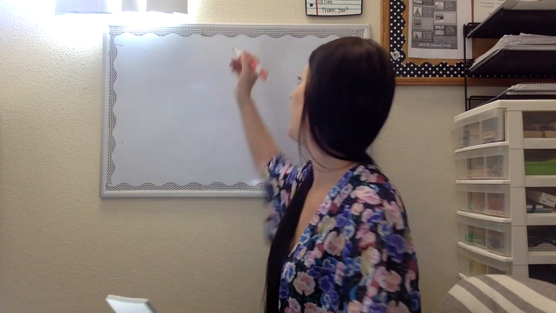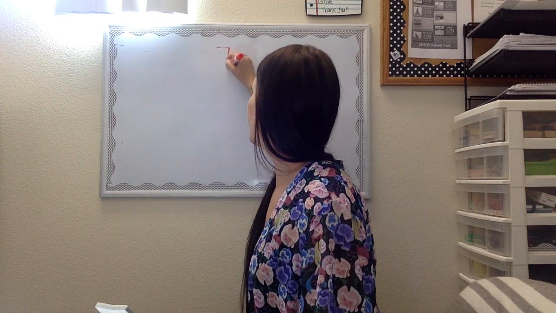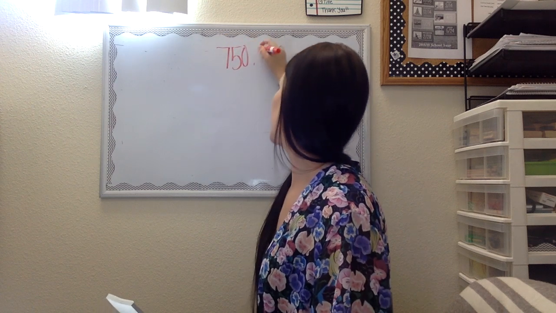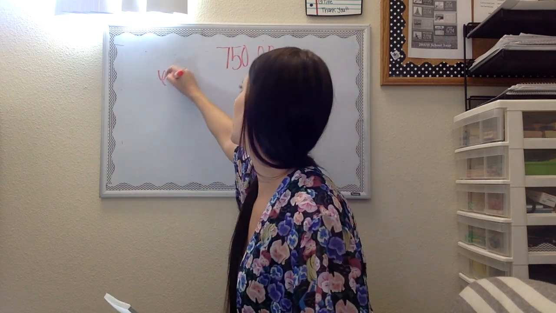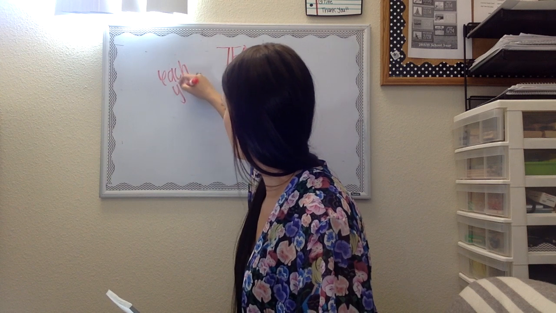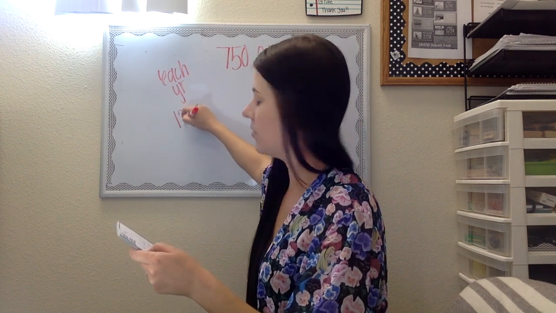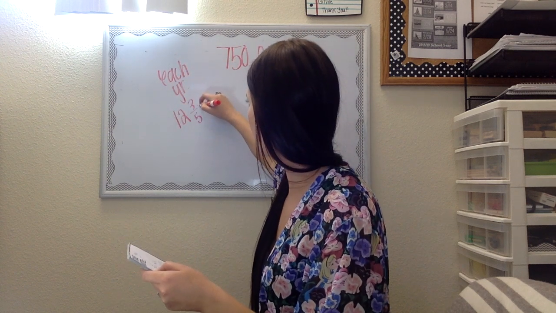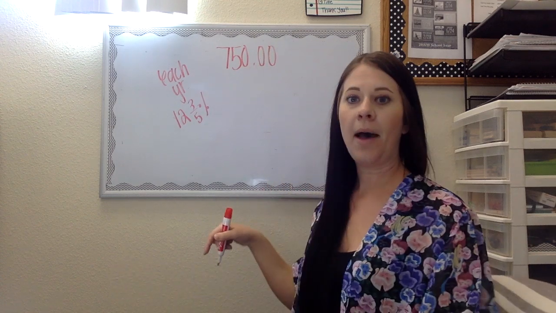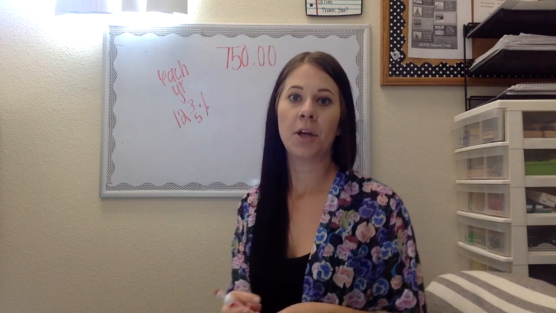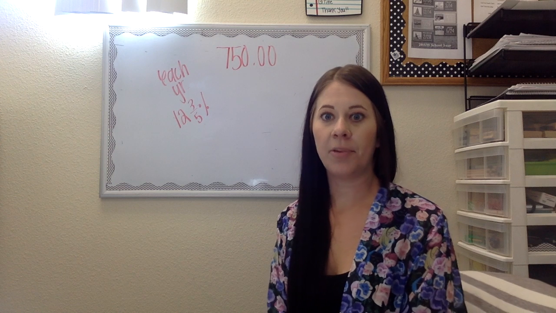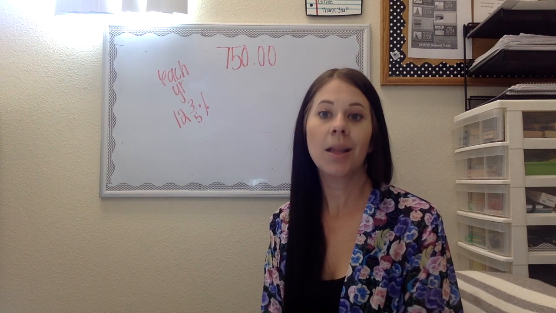Okay, so what it says is we had bought stock for $750, and each year it is increasing at 12 and 3/5%. And then we want to know how much it's worth at the end of the 3 years. So there's a couple things going on that are a little difficult.